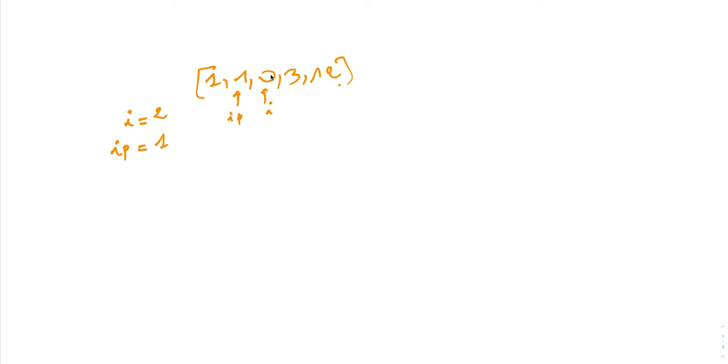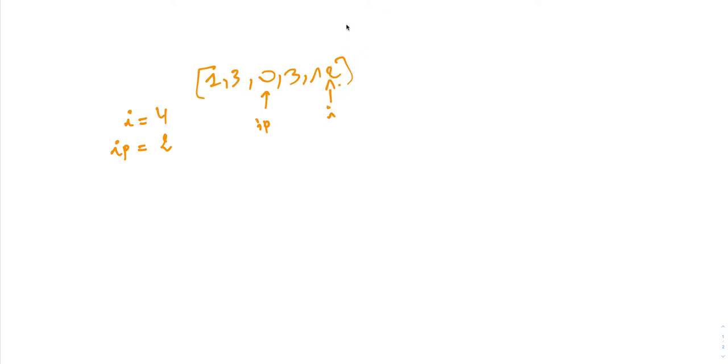Now I'm going to check again the value at I, and the value at I is equal to 0, so I'm going to do nothing. Just going to increment my I to 3. Now my I is here. Now the value at I is different from 0. Now it's time to change the value at IP and put the value that is at I. So here I'm going to put 3, and then I'm going to increment both of IP and I. So now my IP is here and my I is here.